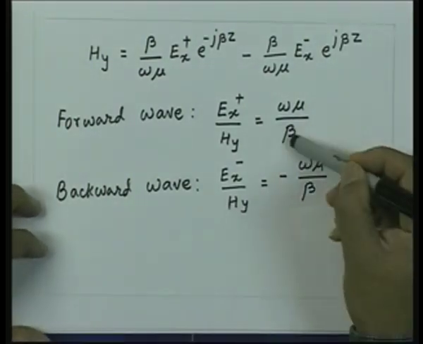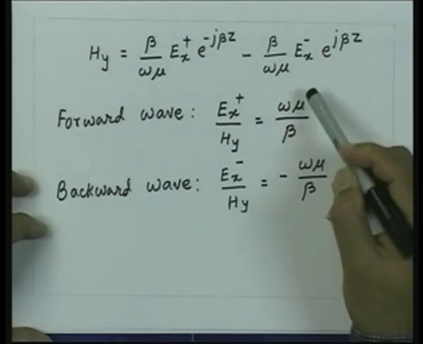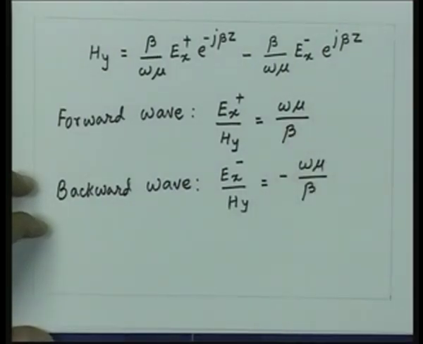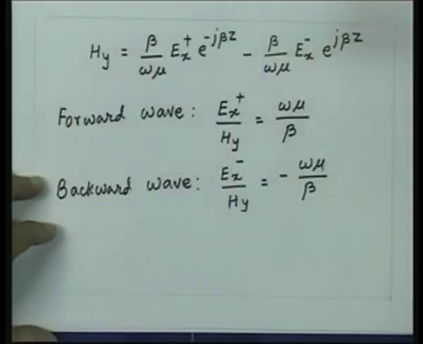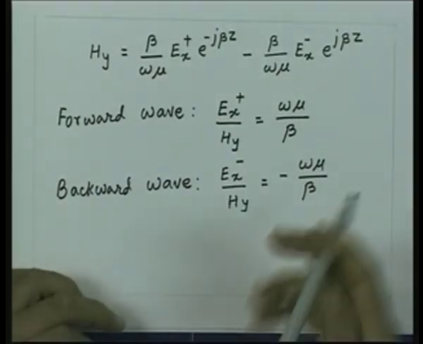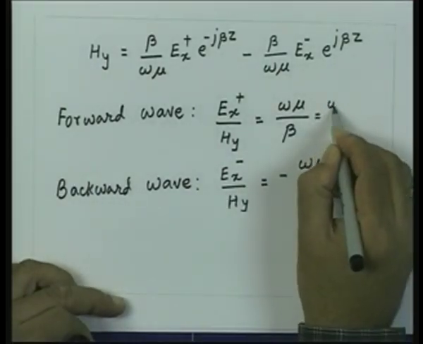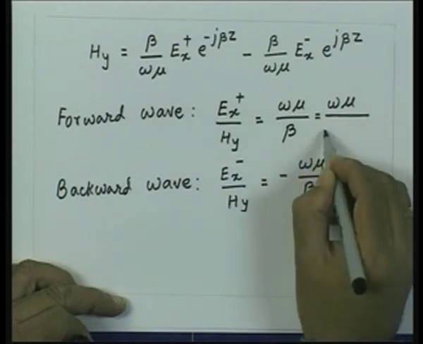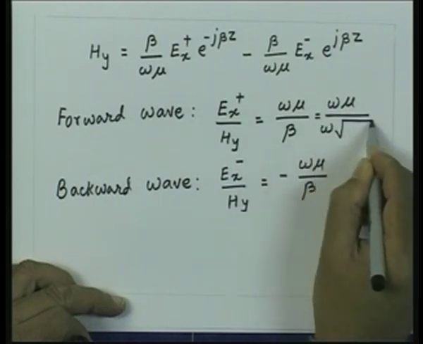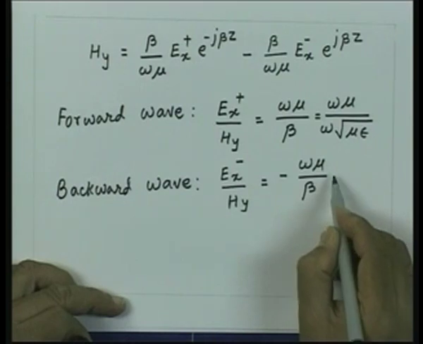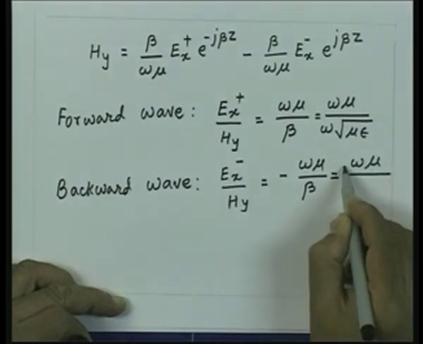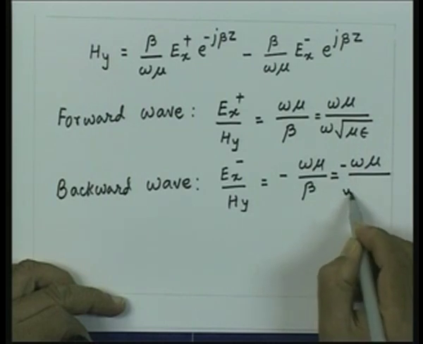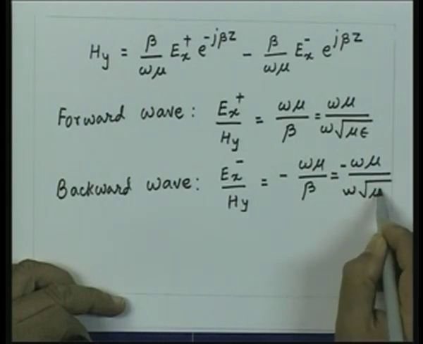I can substitute for this beta, which is the phase constant, and as we saw earlier, this is omega square root mu epsilon. So, I can take this value of beta and substitute into this. So, this quantity will be omega mu upon omega square root mu epsilon, and that will be equal to omega mu upon minus omega mu omega square root mu epsilon.